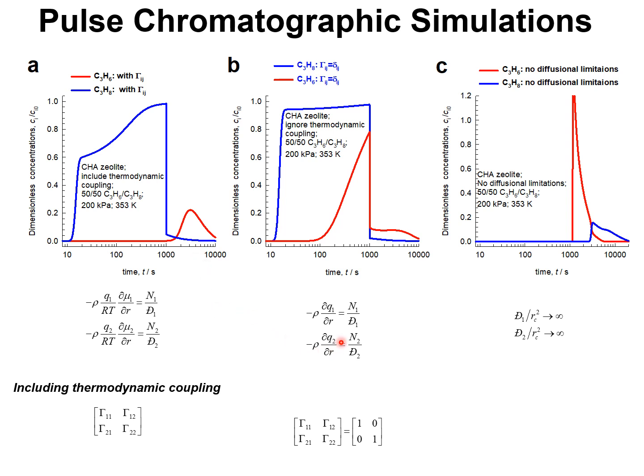If thermodynamic coupling effects are ignored, we get the breakthrough curves shown here, where the elution of propene, indicated in red, occurs during the same time interval during which propane is eluted. In other words, the separation is certainly not sharp.